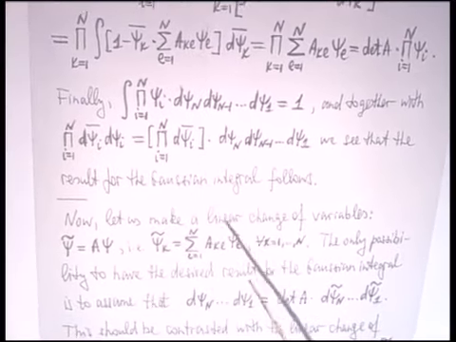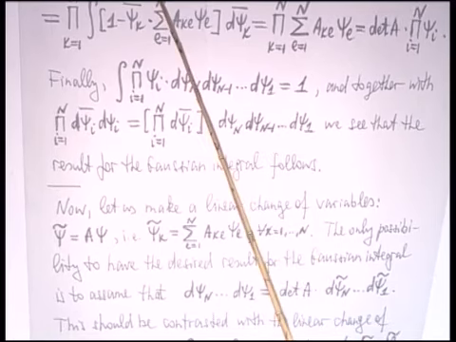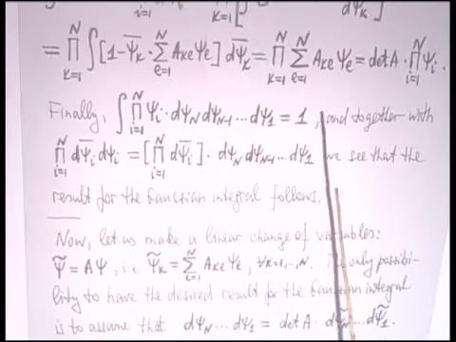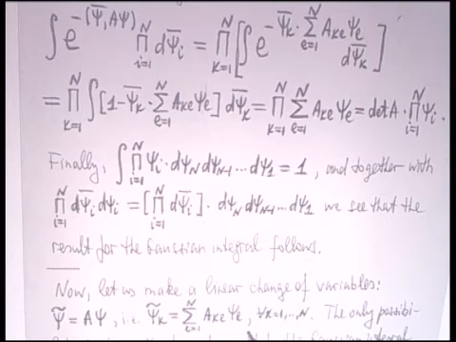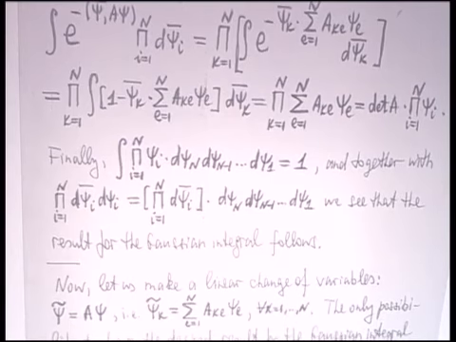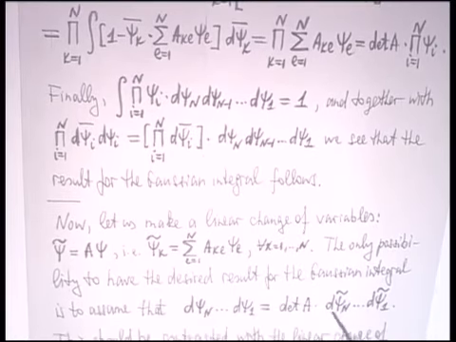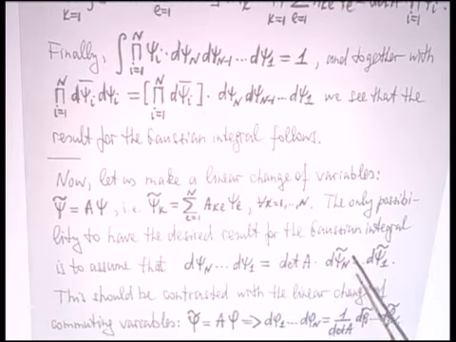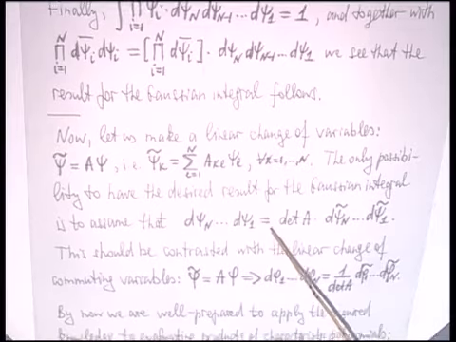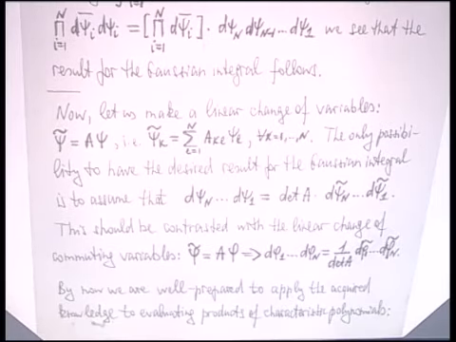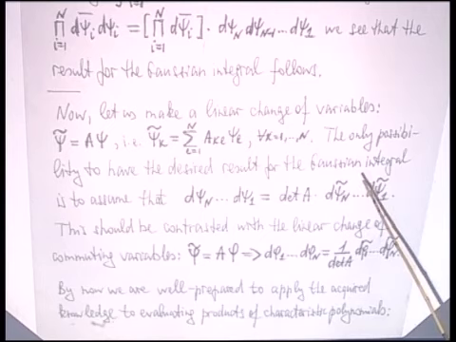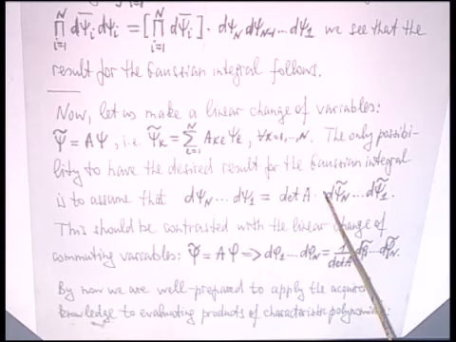Then, if you inspect this, you replace this by psi tilde, and it's a linear relation. The only way to arrive at a result that gives you the determinant of A in the end is to require that this product of differentials, d psi n to d psi 1, is replaced with the product of new differentials, multiplied with the determinant of the matrix with which we make this linear transformation of variables.